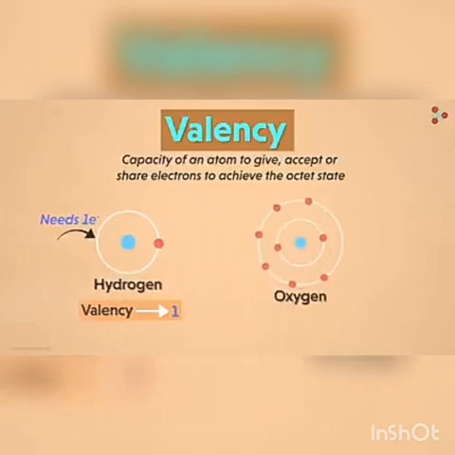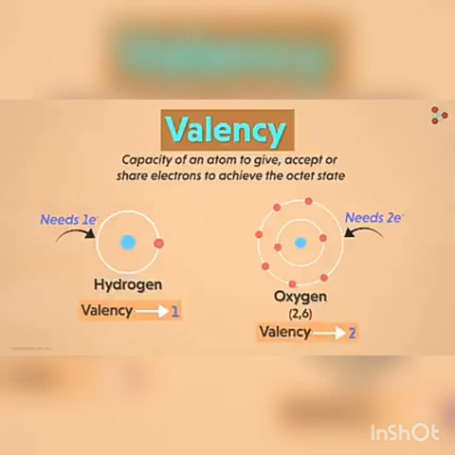So, can you tell me the valency of oxygen now? The electronic configuration of oxygen is 2, 6. That means it has 6 electrons in the outermost shell. So, how many electrons are needed to complete the octet? Yes, 2 electrons. Thus, the valency of oxygen is 2. It accepts or takes 2 electrons from other atoms for completing the octet.